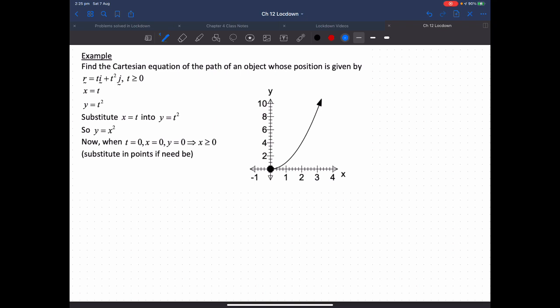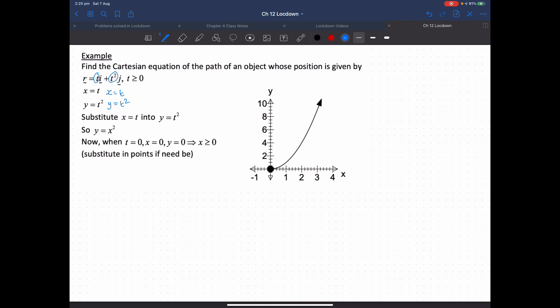So looking at our equation, we can see in front of the i there is a t, so that tells me x is equal to t, and in front of the j there is a t squared, which means y is equal to t squared. Now what we want to do is get a relationship by eliminating t.